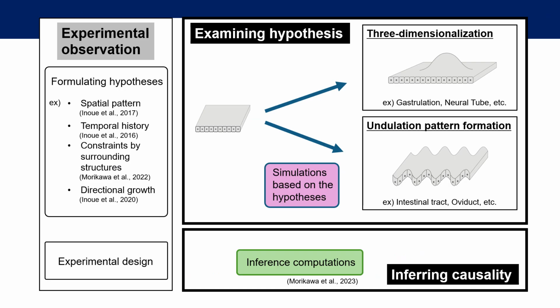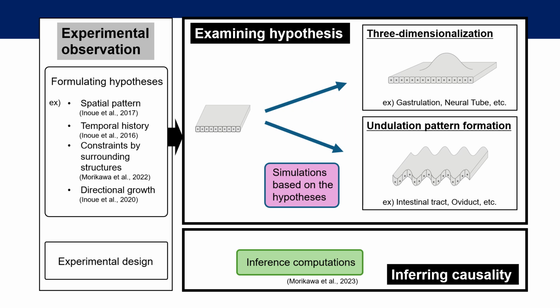To summarize, this framework connects experimental observations, hypothesis formulation, simulations, and inference computations to understand biological morphogenesis. Based on experimental observations, we create hypotheses, such as spatial patterns, temporal histories, or the effects of surrounding structures. These hypotheses are tested using multicellular dynamics simulations, which predict and analyze 3D tissue deformation from cellular mechanics.